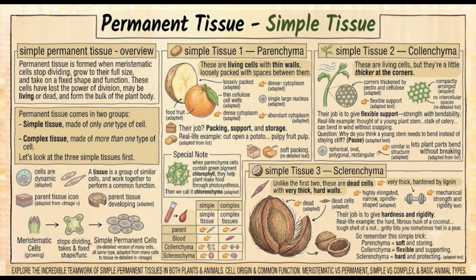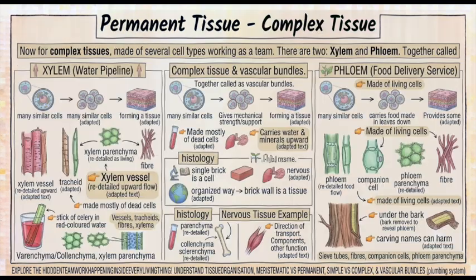Parenchyma, soft and storing. Collenchyma, flexible and supporting. And Sclerenchyma, hard and protecting. Now let's take a look at the complex tissues.